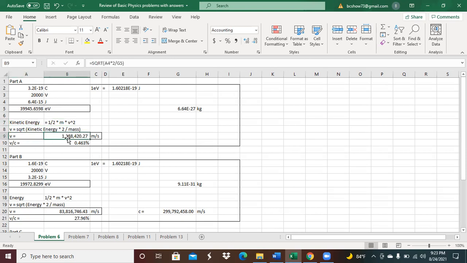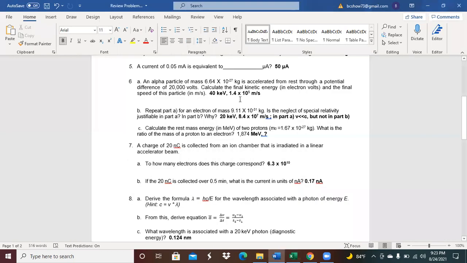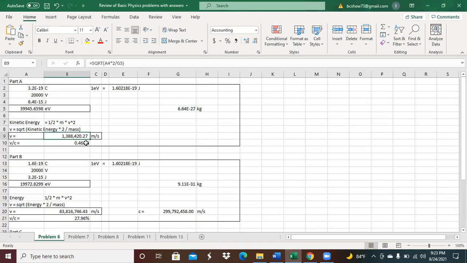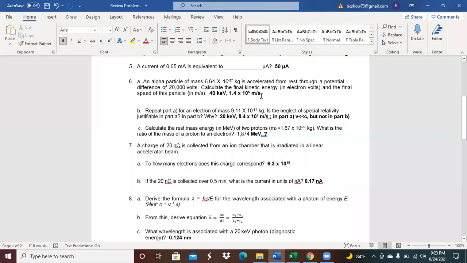When I do that, basically I take this value, multiply it by 2, divide it by G5, which is this, because that is the mass of the alpha particle. And I come up with this value, 1,388,420 meters per second. So I just rounded it to this.